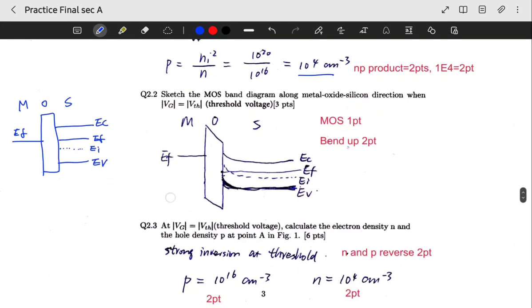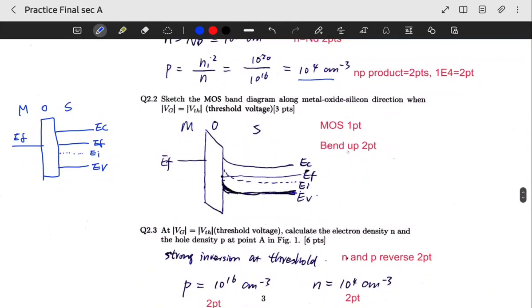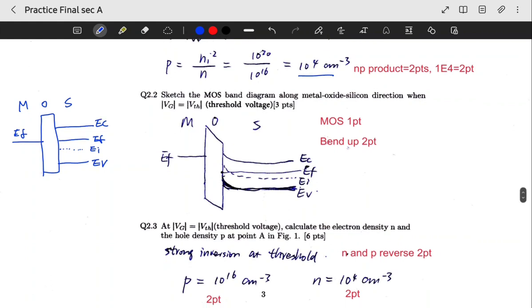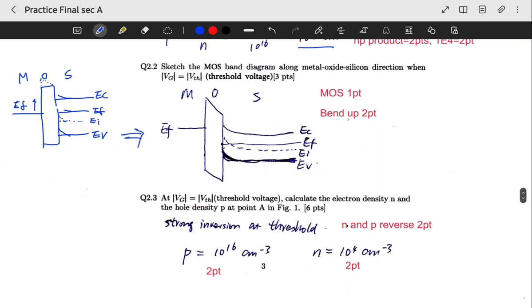And then if we apply the negative voltage to the metal gate, then it will pull up the band, something like this, and this one also goes up, and it will bend something like this and that. And you will get pretty much similar to what is shown in here, the answer.